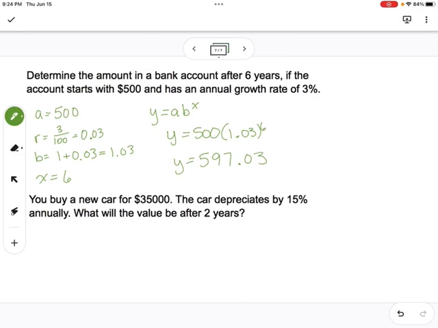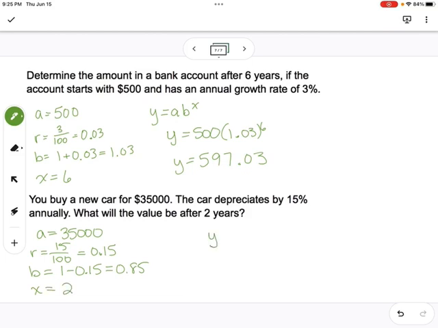And our last one, you buy a new car for $35,000. The car depreciates by 15% annually. What will the value be after 2 years? So we have a starting amount of $35,000. The car is depreciating by 15%. So the rate here is 15 divided by 100, 0.15. That means we have a decay rate of 1 minus that 15%, which is 0.85. And x being our time is 2 years.